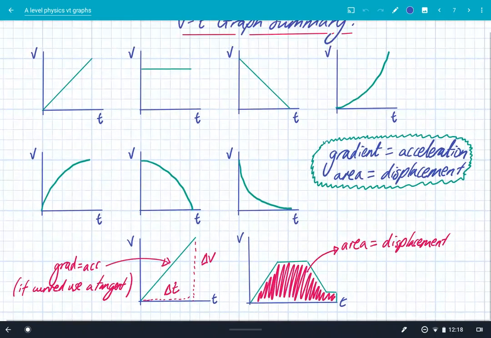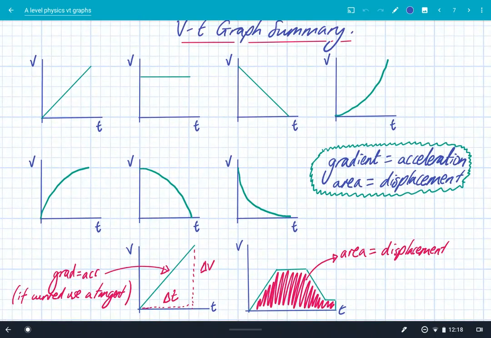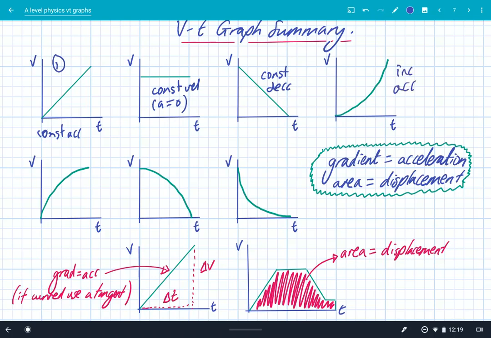So in summary, all we've got to remember is the shapes of the graphs. This first one is a constant acceleration. The second one is a constant velocity, or acceleration equals 0. This third graph is a constant deceleration. When the graph is curving up, we've got an increasing gradient, so that's an increasing acceleration. This here is a decreasing acceleration. The next graph is an increasing deceleration. And this one here is a decreasing deceleration.